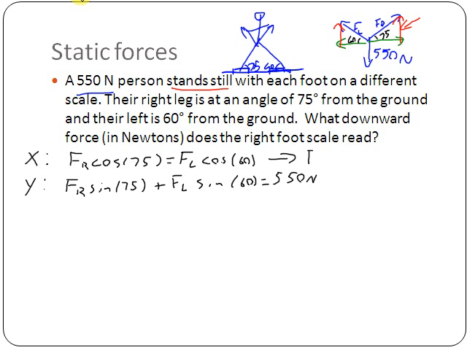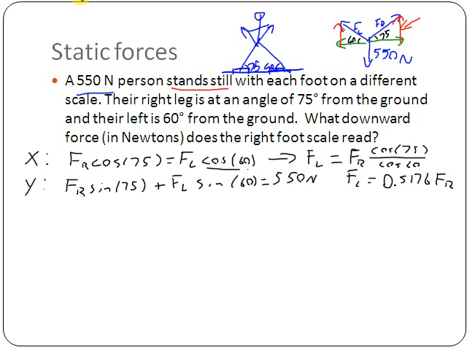And so if we solve for FL, that means we basically have to divide both sides by cosine 60, and so we get that FL is equal to FR cosine 75 divided by cosine 60. And if you do this just in the calculator, you get that FL would be equal to 0.5176 times FR. So 0.5176 is cosine 75 divided by cosine 60. So we now know what FL is in terms of FR.